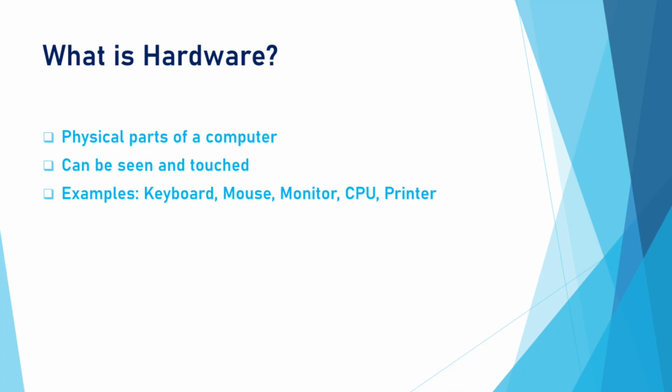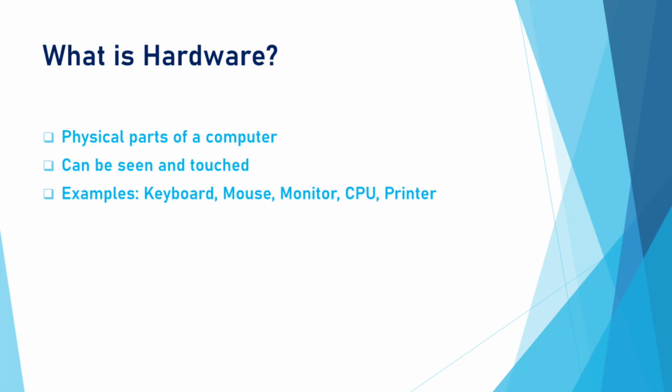Hardware refers to all the physical components of a computer. In simple words, if you can see it and touch it, it is hardware. Examples of hardware include keyboard, mouse, monitor, CPU cabinet, printer, speakers, hard disk, RAM, motherboard, and so on.